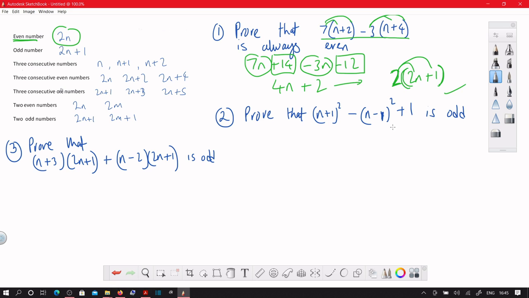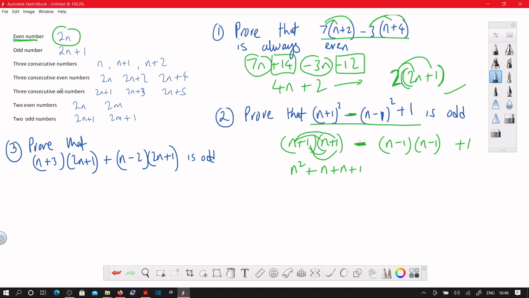Next one. I need to prove that this expression here is odd. So I need to expand the brackets. Right, there's double brackets there. Don't forget the plus one at the end. And this minus over here, that one there. Right, expand the brackets. N times n is n squared. N times 1, 1n. 1 times n, 1n, and then 1 times 1 is just 1. Right, don't worry about this negative for now. We'll come back to it later.